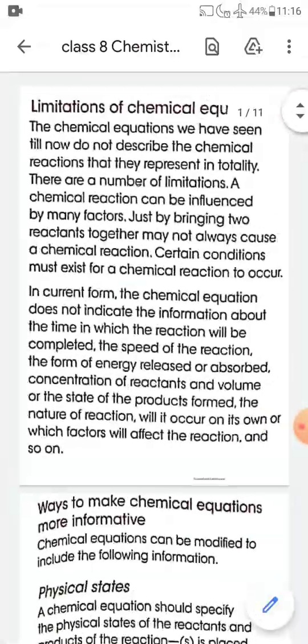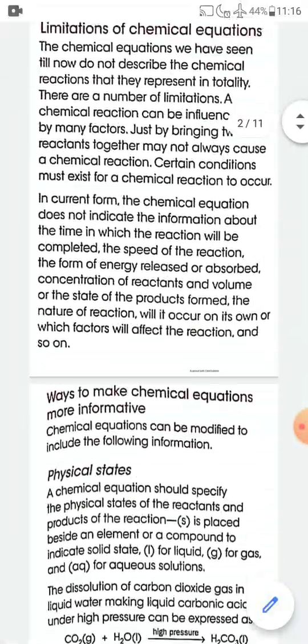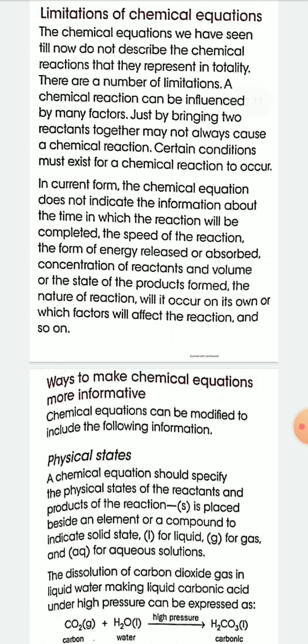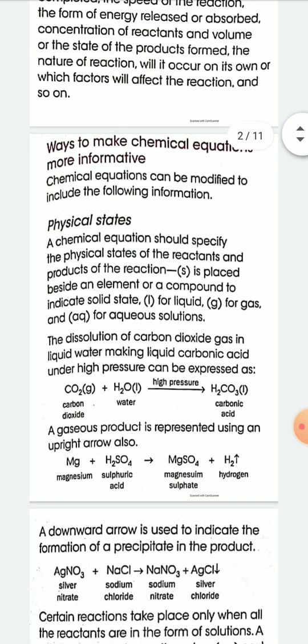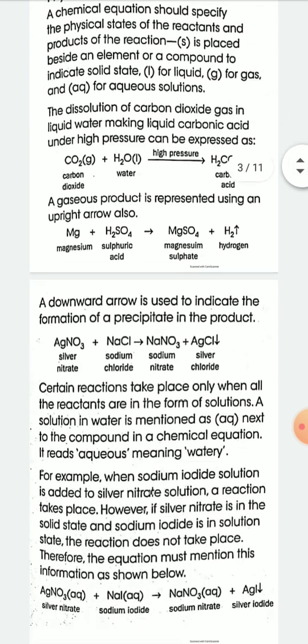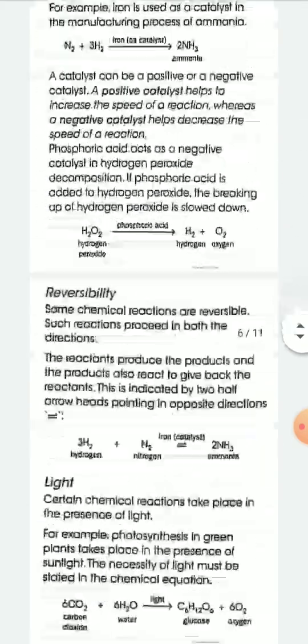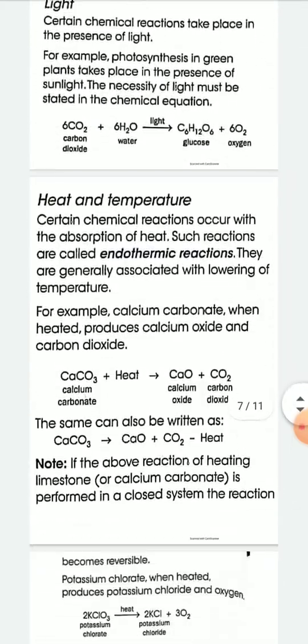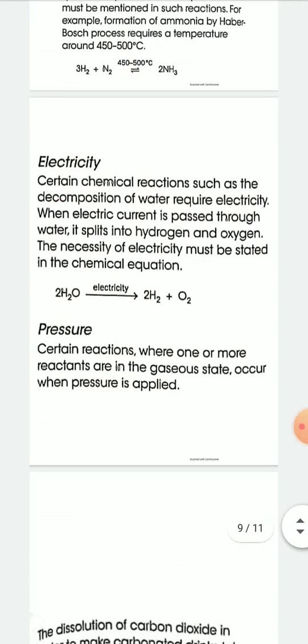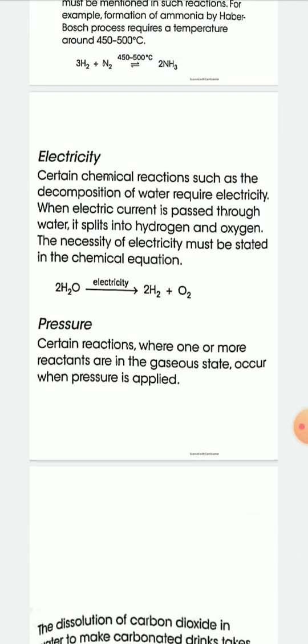So students, to make a chemical equation more informative, you have to mention the following information like physical state, catalyst used, temperature, pressure, and electricity. This information you have to write down in the chemical equation.